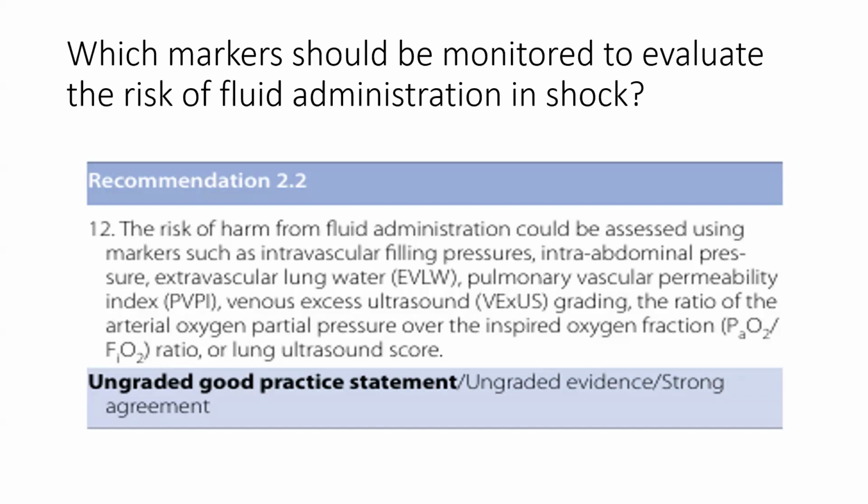So how do we assess whether the fluid is causing more harm to the patient rather than benefiting them? To assess harm, we can check the intravascular filling pressure, intra-abdominal pressure, extravascular lung water, and pulmonary vascular permeability, and we can perform venous excess grading. We can always measure the PF ratio and lung ultrasound score.